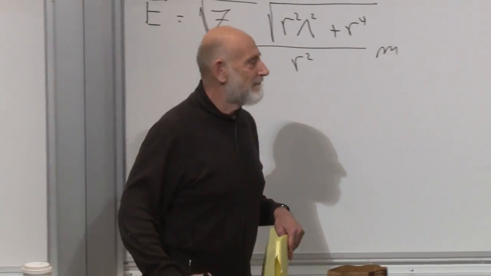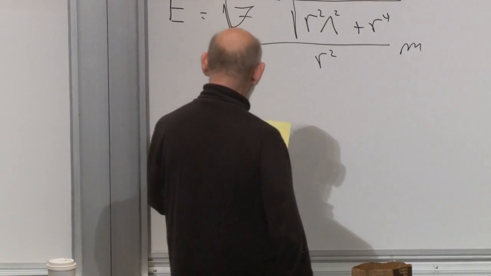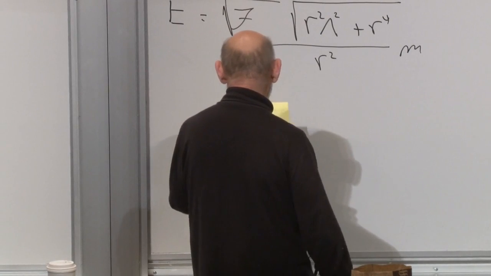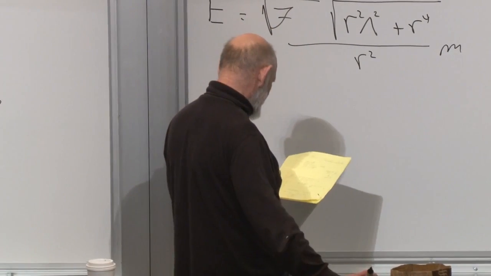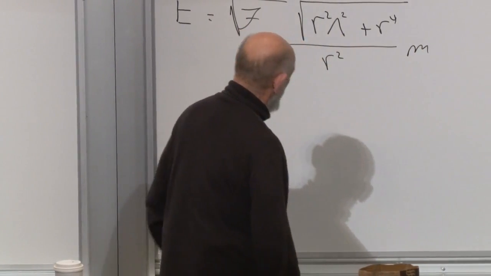Would that be simpler if the r squared in the denominator was factored into the square root? Yeah, it probably would be. No doubt. Yeah, it would certainly be. But I'm going to leave it that way for the moment because I want it this way.